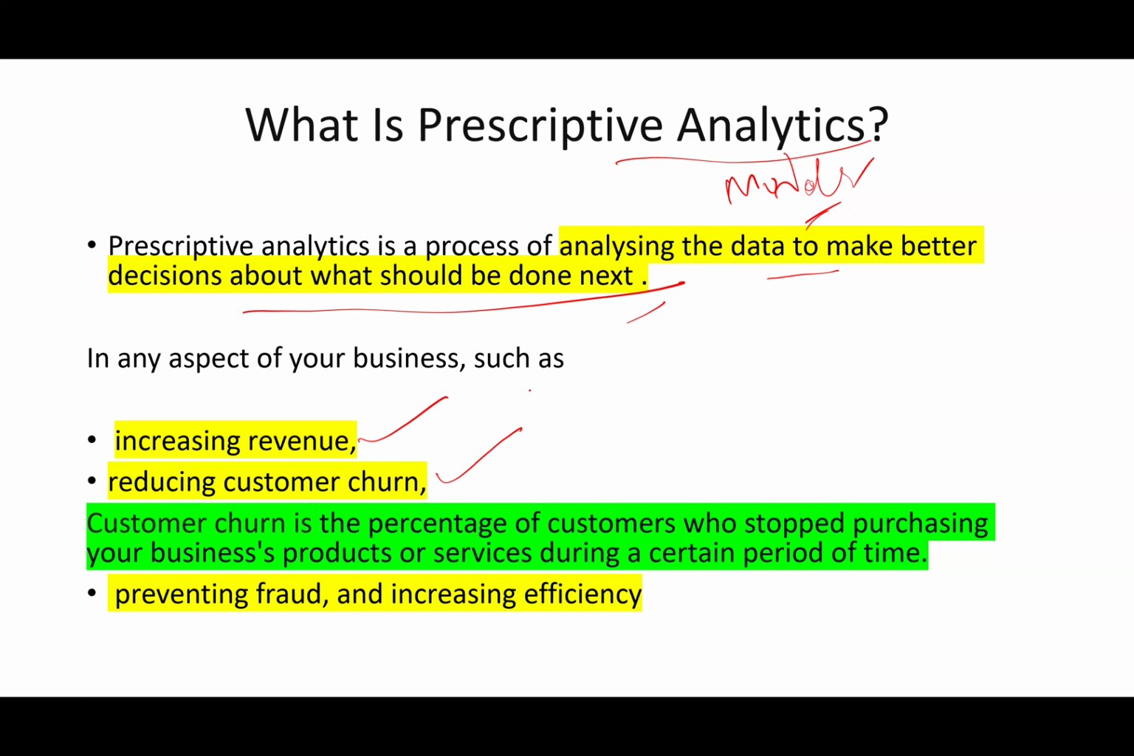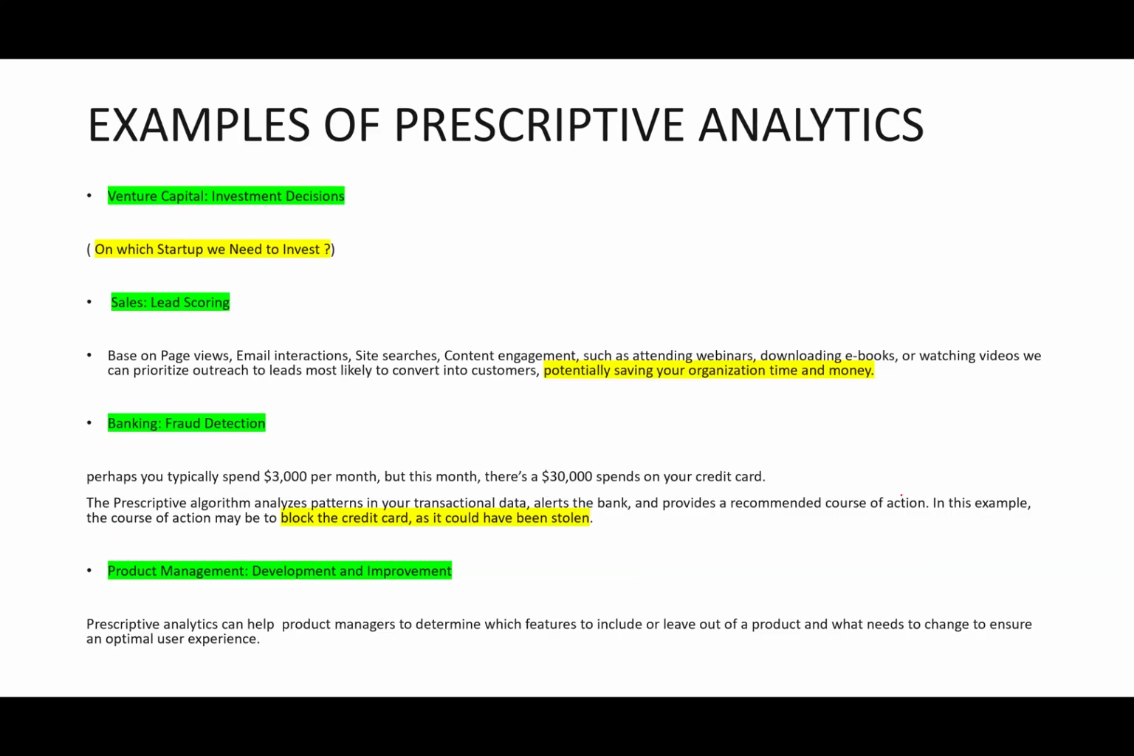What is customer churn? It is about the retention of customers. The customer churn should always be very low. How to reduce customer churn is a very important hot topic nowadays in data science. For example, take Vodafone. Suddenly the Vodafone customers have drastically reduced this year. Why? There is an increase in customer churn. All these things we need to study with the help of prescriptive analysis. Similarly, preventing fraud and so on. We have even discussed a number of examples of prescriptive analysis, like investment decisions, lead scoring, and bank fraud detection.